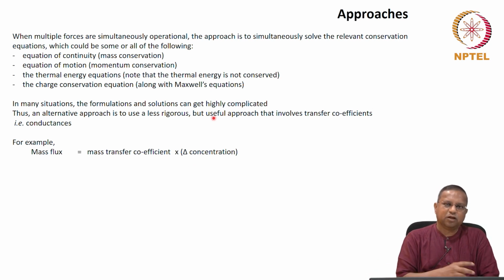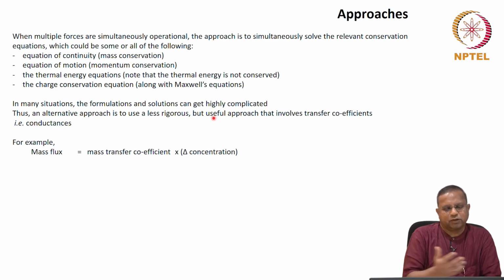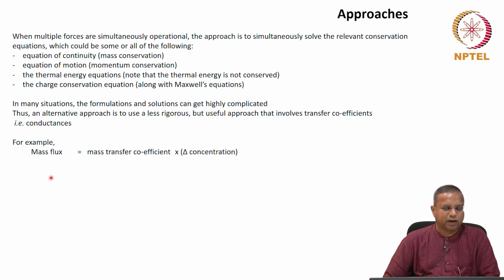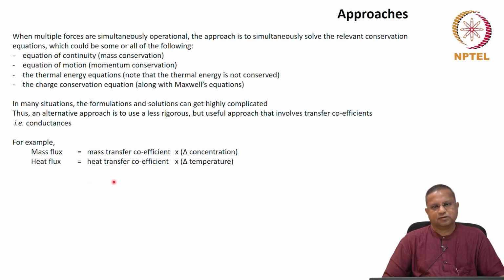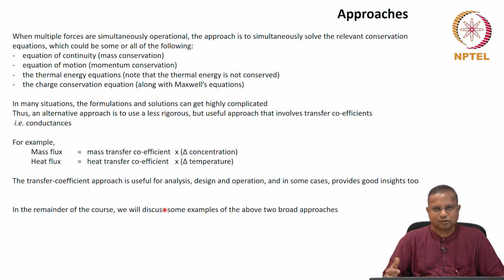You cannot rely on molecular aspects as completely as you could when you did diffusion. When we did diffusion, you could do that, but here you cannot. And heat flux is expressed as a heat transfer coefficient times the difference in temperature. So this is a difference, not a gradient. The transfer coefficient approach is useful for analysis, design, and operation, and in some cases provides good insights too. In the remainder of the course, starting from the next class, we will discuss some examples of the above two broad approaches.